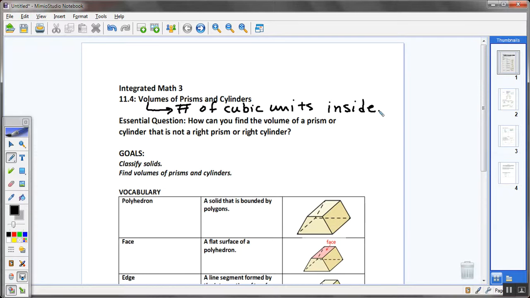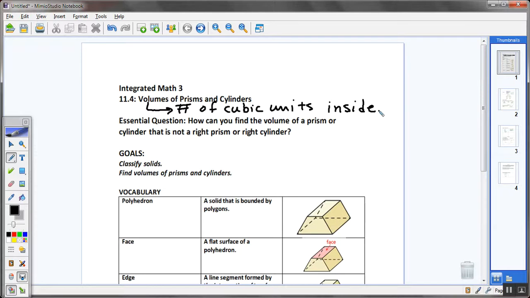So the question today, volunteer to read that for me. How can you find the volume of a prism or cylinder that is not a right prism or a right cylinder? Show you what they're talking about here, kids. Imagine a bunch of pennies. Okay, you guys got all your pennies? Okay, if I stack them up straight, it kind of looks like this.